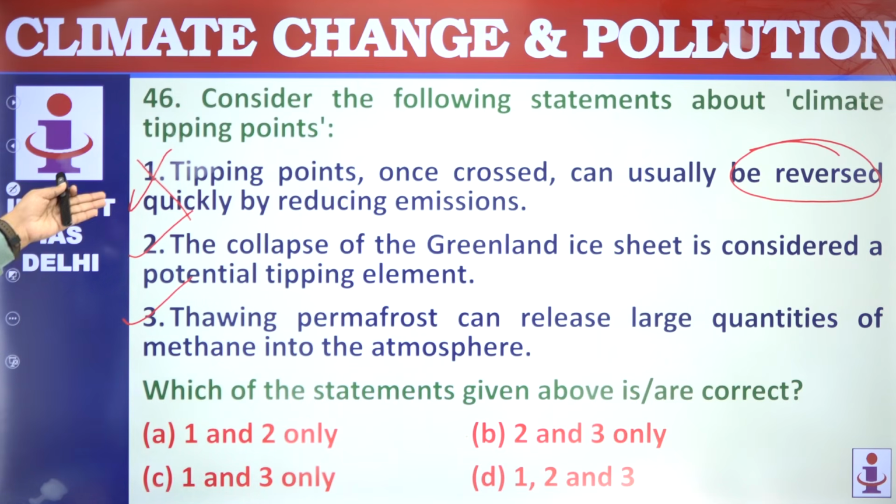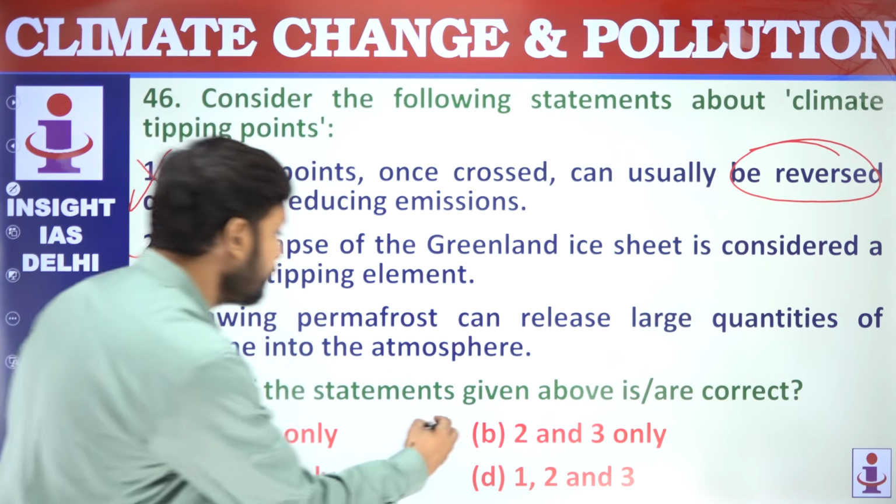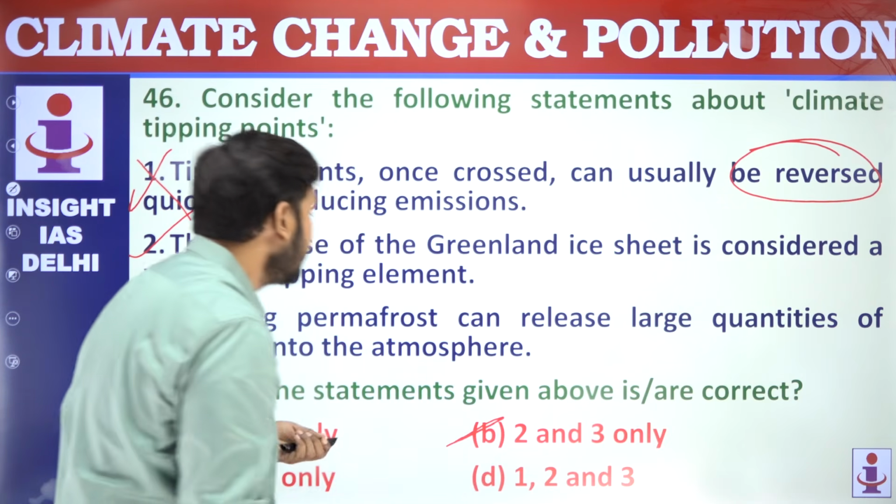So 1 is wrong, 2 and 3 are right, and they are asking for the correct statement. So 2 and 3 are there in option B. So our answer will be option B.